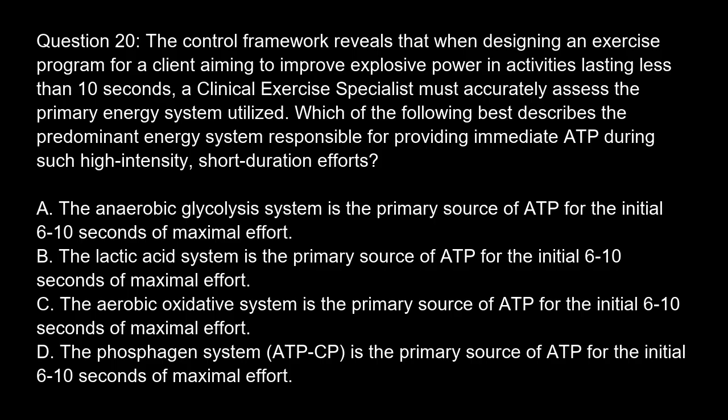Option A. The anaerobic glycolysis system is the primary source of ATP for the initial 6-10 seconds of maximal effort. Option B. The lactic acid system is the primary source of ATP for the initial 6-10 seconds of maximal effort. Option C. The aerobic oxidative system is the primary source of ATP for the initial 6-10 seconds of maximal effort. Option D. The phosphagon system, ATP-CP, is the primary source of ATP for the initial 6-10 seconds of maximal effort.